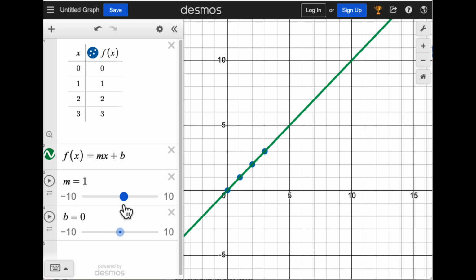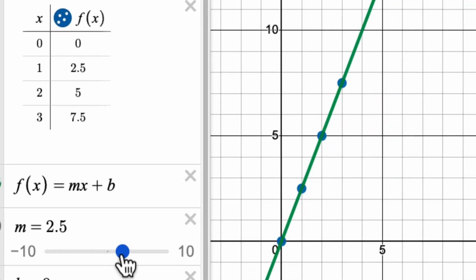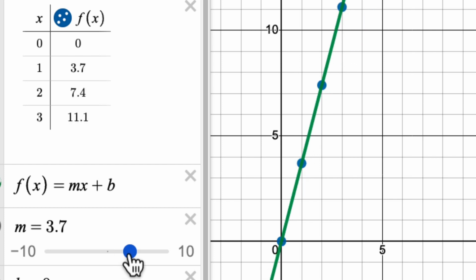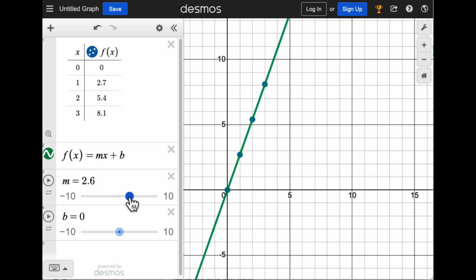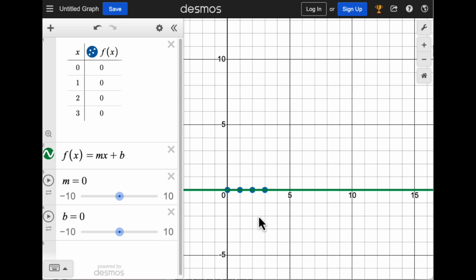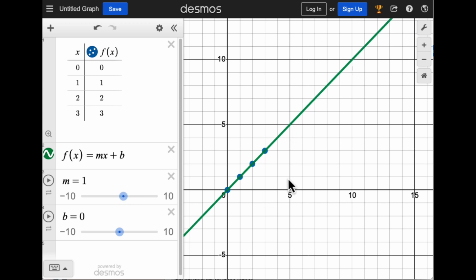Click and drag on the slider for m to increase its value. Notice that as m increases, the distance between the points also increases, but the points remain equally spaced. Do you see that? Move the slider for m so that m is equal to 0. Here you see the points are 1 unit apart. Now increase m to m equals 1. Although the points are equally spaced, they are also farther apart.